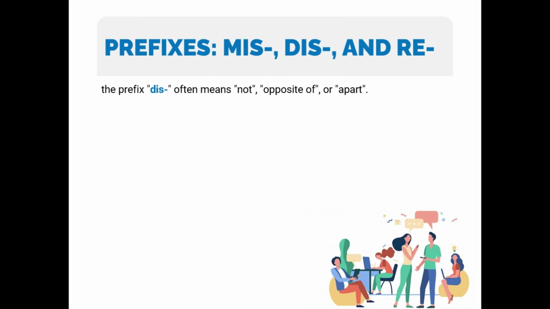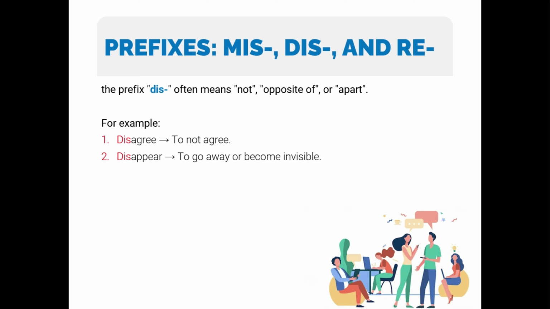Now, on the other hand, the prefix dis often means not, opposite of, or a part of. For example, disagree means not to agree. Disappear means to go away or become invisible. And dishonest means not honest.